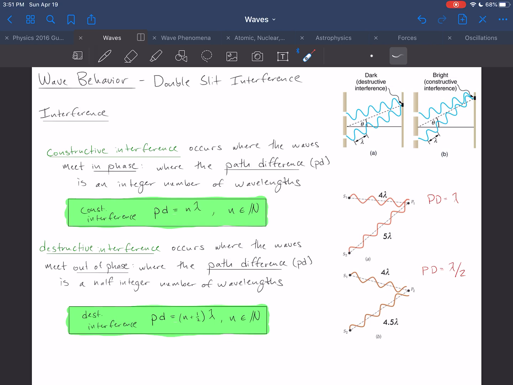and so on and so forth. And so for any two sources at all, you will get constructive interference where the path difference is, for example, a single wavelength, as shown in this diagram here, and you will get destructive interference where the path difference is, for example, just lambda over 2, as shown right here.